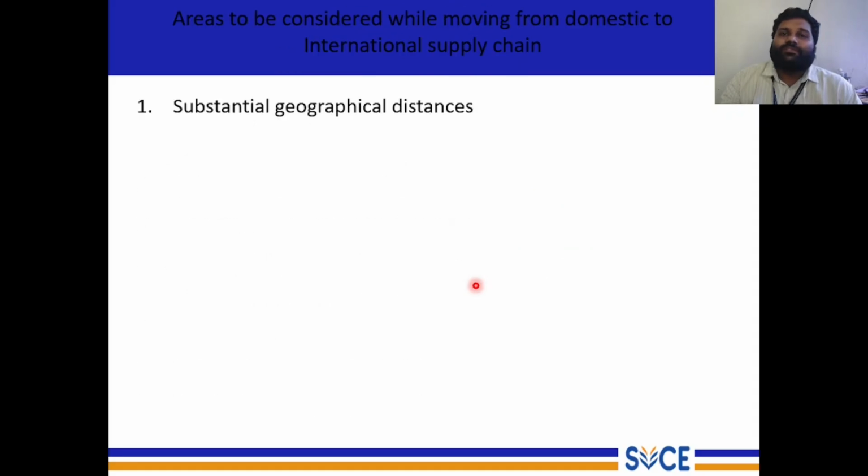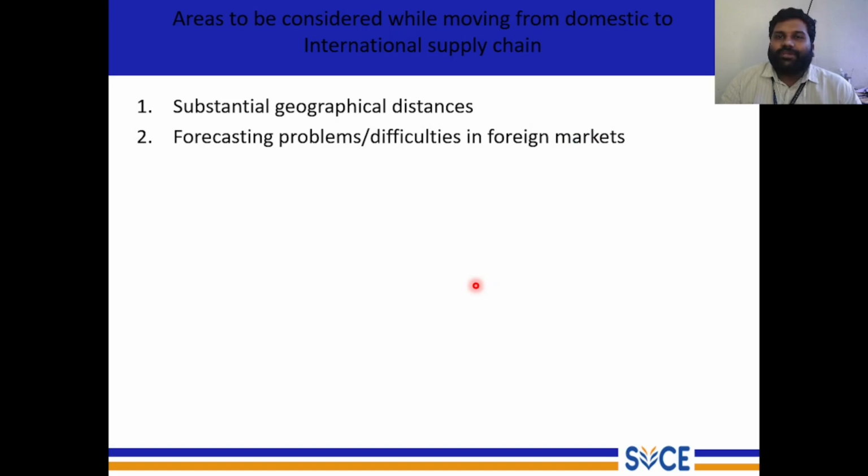Areas to be considered while moving from domestic to international supply chain. Substantially, geographical location has to be looked into, so that the distance is taken into account, because we cannot put up a site which is non-accessible. Forecasting problems or difficulties in foreign markets. The history of markets has to be taken into account for at least 5 to 10 years, so that we know what basic problems and difficulties they are facing, and whether they can be addressed by us or not.